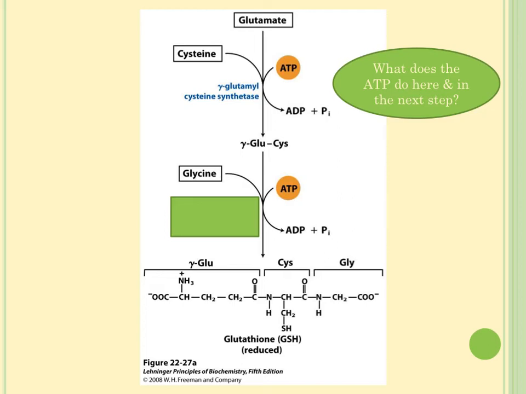Does anyone know why it's important that it says gamma? What does glutamate have that only one other amino acid has? It's got 2 carboxylic acid groups, and that lets you know which one is forming the new peptide bond. So if you look down, I know it's going to give it away, at the end product, you can see where the glutamate and the cysteine come together is not that normal peptide bond, where the backbone of the glutamate is connecting to the backbone of the cysteine.